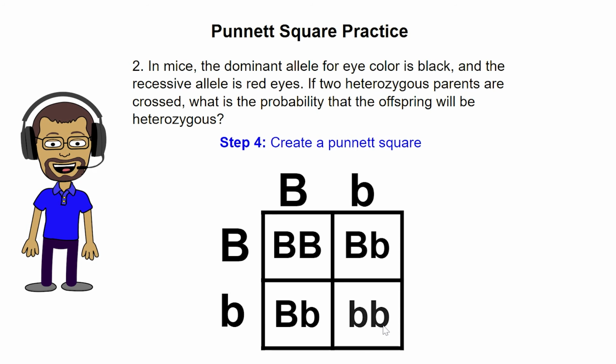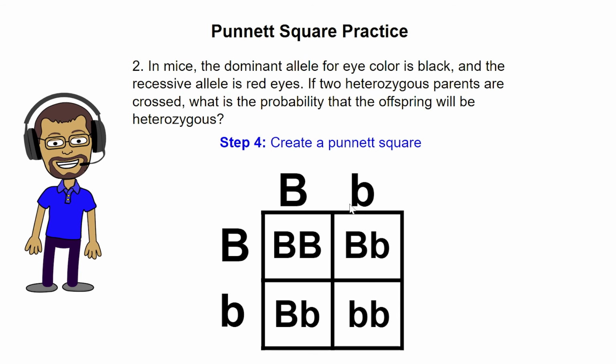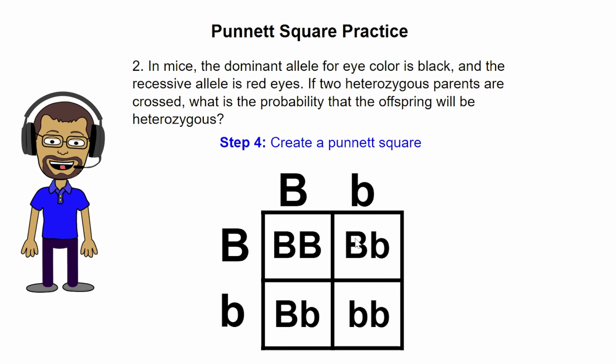So you'll notice this is definitely different than the last question. In the last question, all the squares were the same. And this time we have 3 different genotypes. All right. There's 2 that are the same, but 3 different genotypes in there.